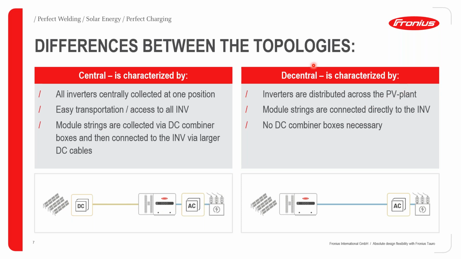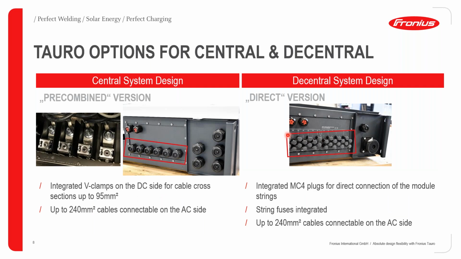And the decentral topology is actually characterized by the inverters all being distributed across the PV plant. They are not located at one place, and the module strings are connected directly to the inverter. Yeah, and therefore we don't need any combiner boxes. So this is actually how the topologies are differentiated, and now the Tauro options for those topologies, central and decentral, how do they look like?